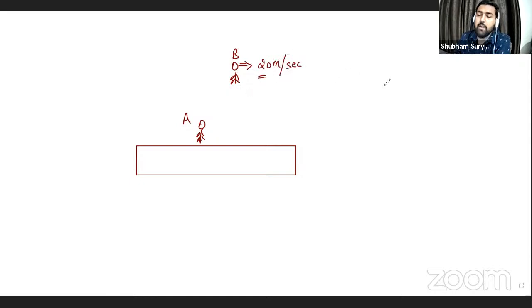Okay. Now, if I try to figure out the speed of the person B with respect to the person A, in that case, the speed of the person B is going to be 20 meters per second.